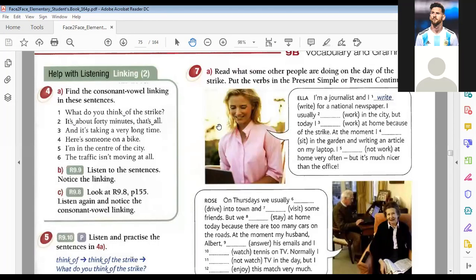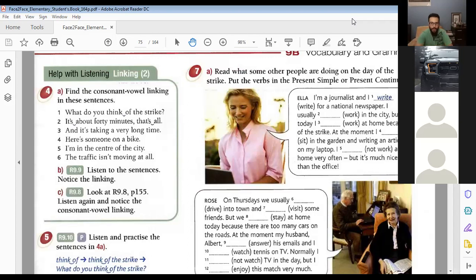Why did we link them? Because K is a consonant and O is a vowel. Correct. In English, sometimes when the last letter is a consonant and the first letter of the next word is a vowel, we link the sounds, okay? So there's a bit of linking here. And I want you to find all the other examples. Let's find them together. So here we have the K and the O. In the next example, we have the S and the A. It's about 40 minutes. That's all. And where's the next link? What about number 3?